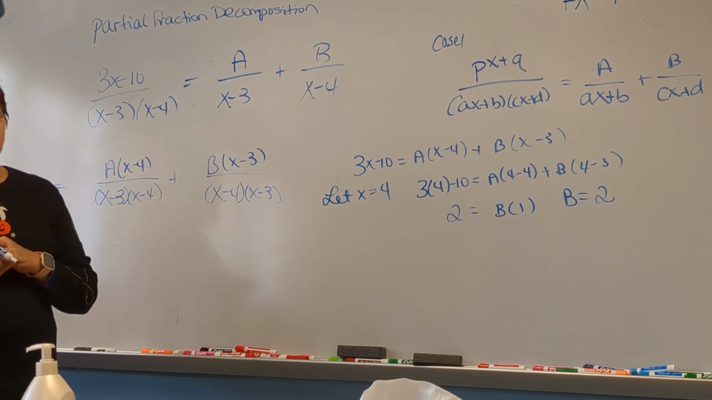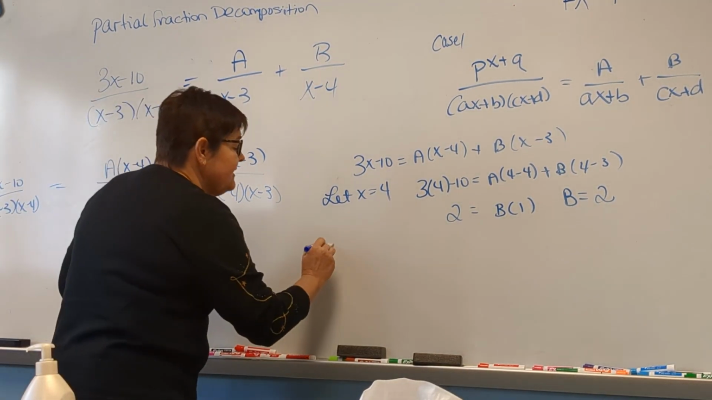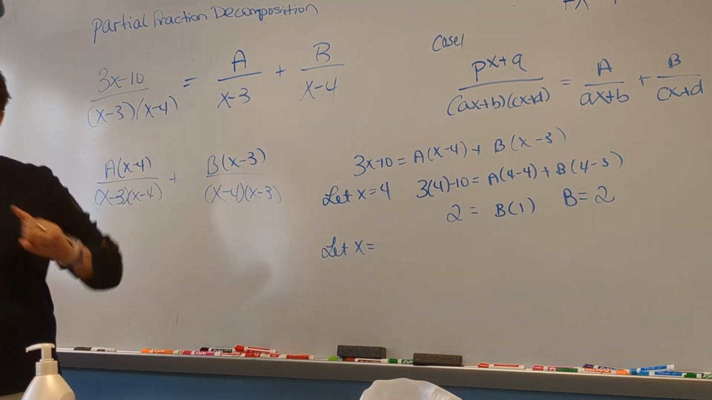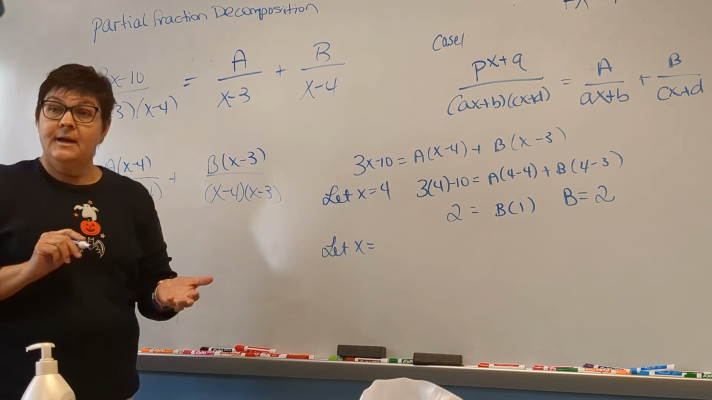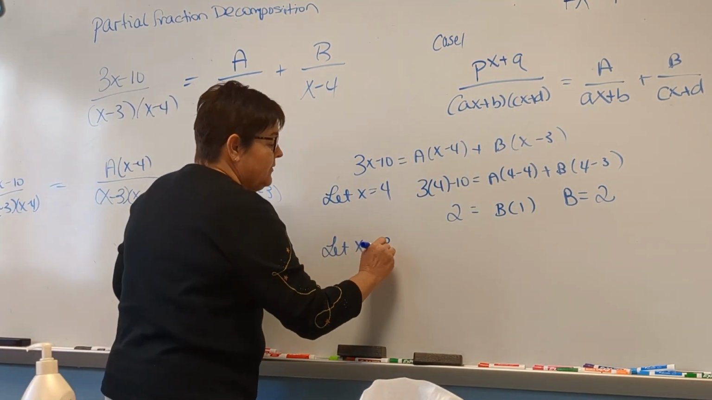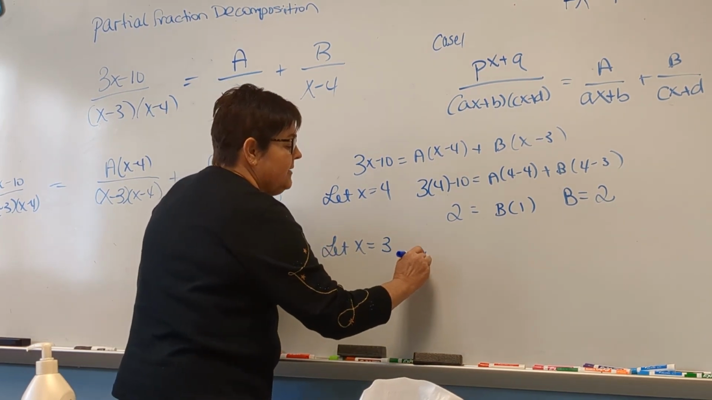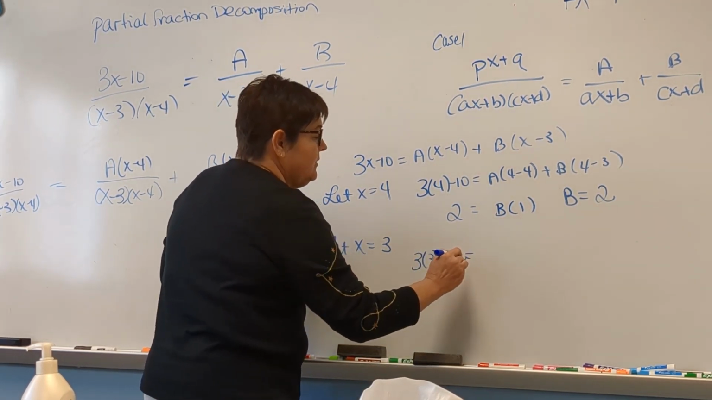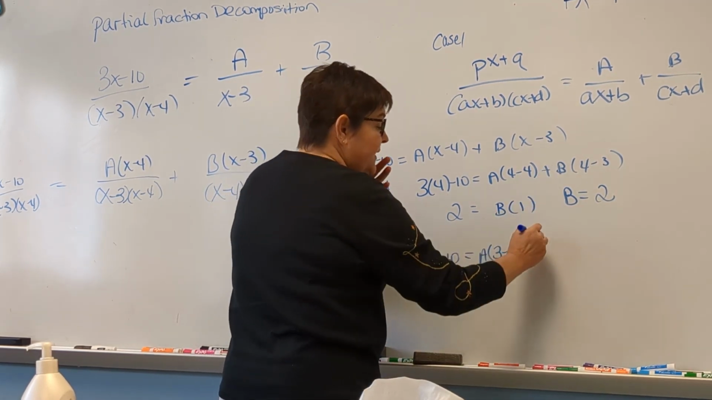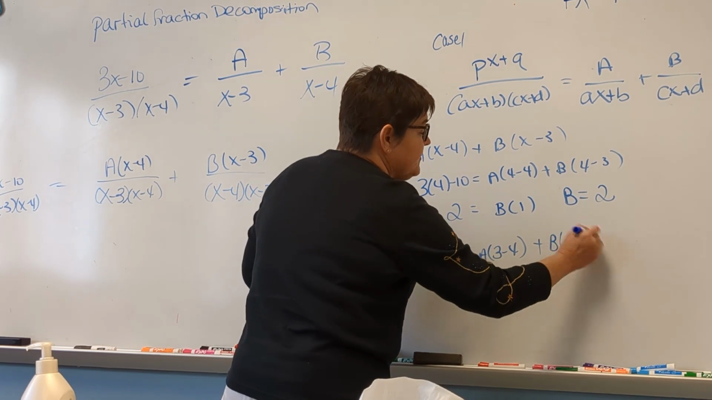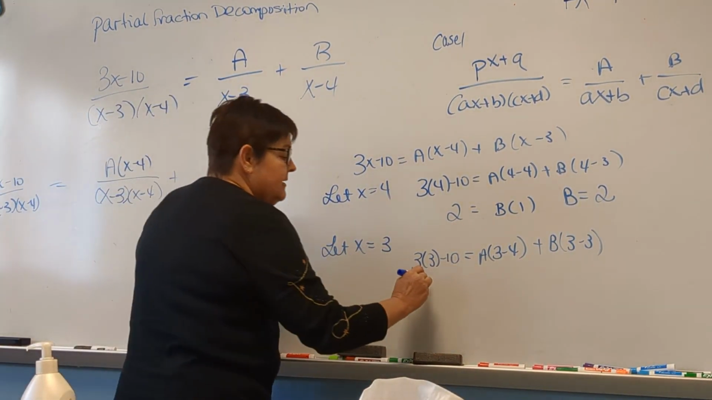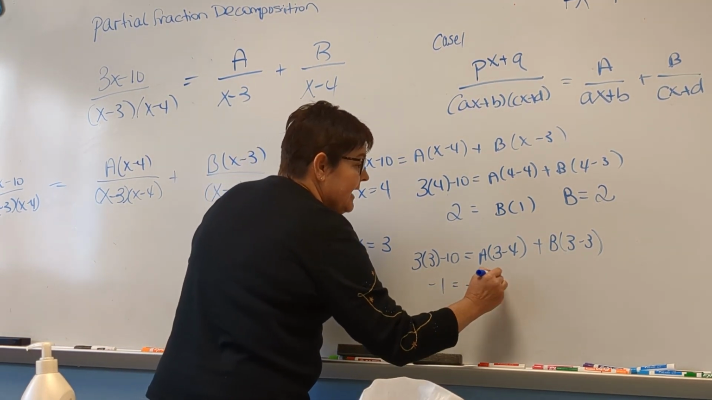Are we cool? All right, now over here, what's the next value I can use for x to be able to solve for a? Let x equal 3, right? How do we see that? It's the thing that will cause this to go away. So we're going to let x equal 3. So 3 times 3 minus 10 equals a times 3 minus 4 plus b times 3 minus 3. I'm just showing the work for today. So you get negative 1 equals negative 1a.